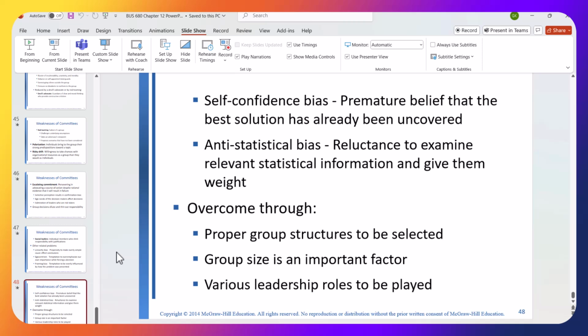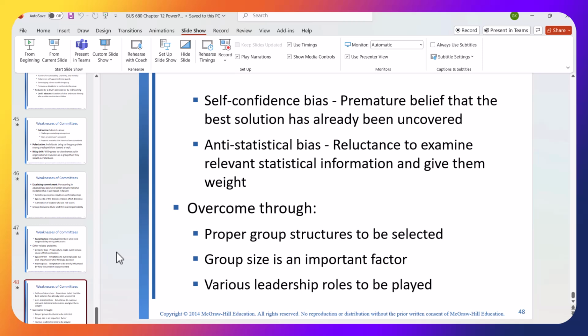Anti-statistical bias, reluctance to examine relevant statistical information and give it weight. Some people are more qualitative than quantitative, so they have a tendency sometimes to be anti-stats. And you're like, well, why are we looking at the numbers when we can actually see what John said, what Mike said? Yeah, but if John and Mike are just one or two people, what if you have decades of people who've done this? Well, the only way you're going to get that is by looking at stats.